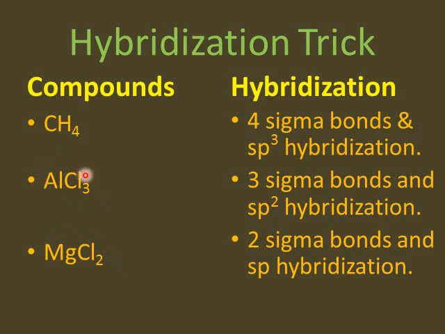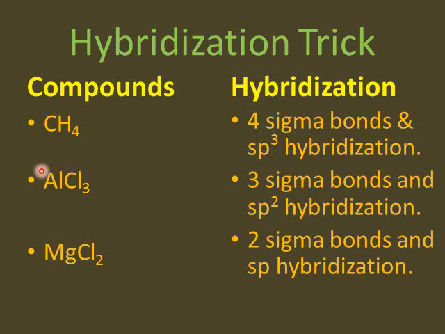Let's move towards the second example: aluminium chloride. Now, aluminium belongs to which group? Aluminium belongs to group number 13. So how many electrons are present in the valence shell? It has 3 electrons in its valence shell.